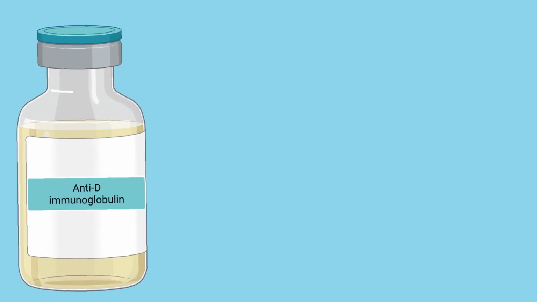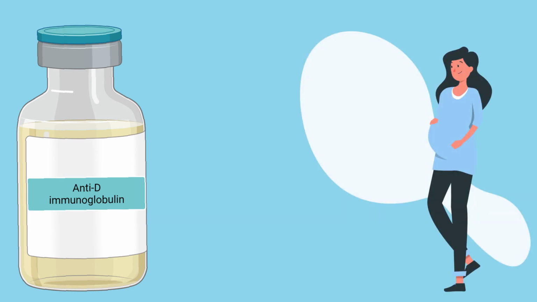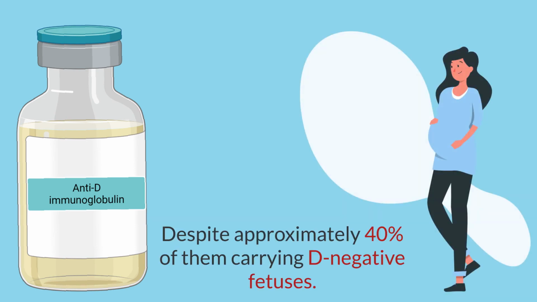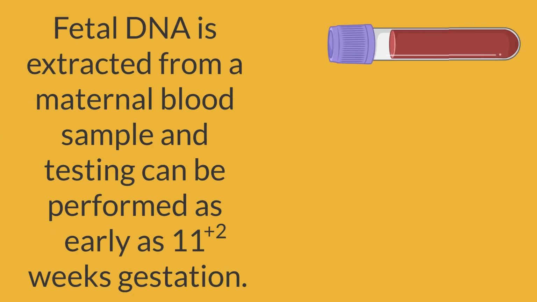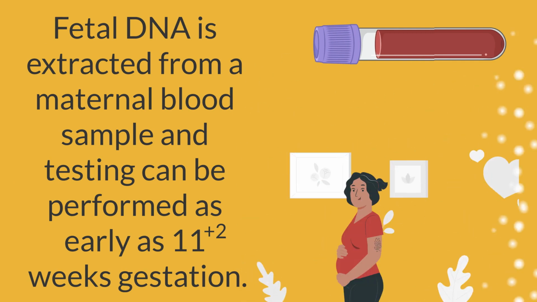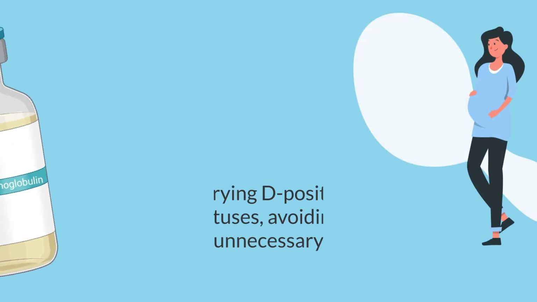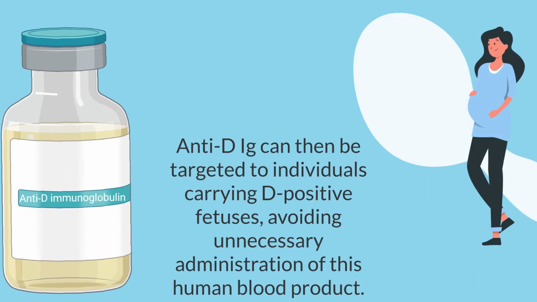Traditionally, RAADP has been offered to all D-negative individuals, despite approximately 40% of them carrying D-negative fetuses. Non-invasive prenatal screening for RHD using cell-free fetal deoxyribonucleic acid, or CFF DNA analysis, is now available. Fetal DNA is extracted from a maternal blood sample, and testing can be performed as early as 11 weeks gestation. Anti-D Ig can then be targeted to individuals carrying D-positive fetuses, avoiding unnecessary administration of this human blood product.